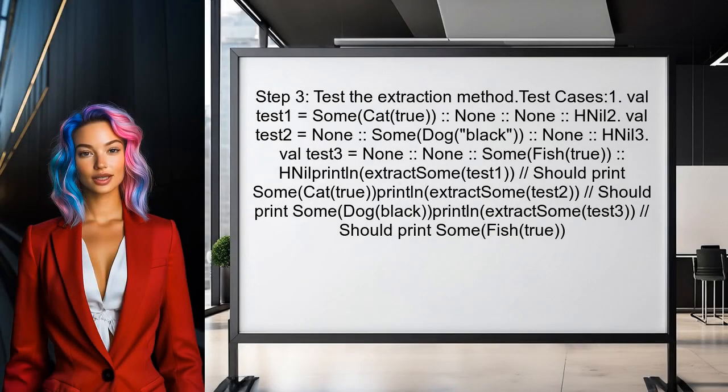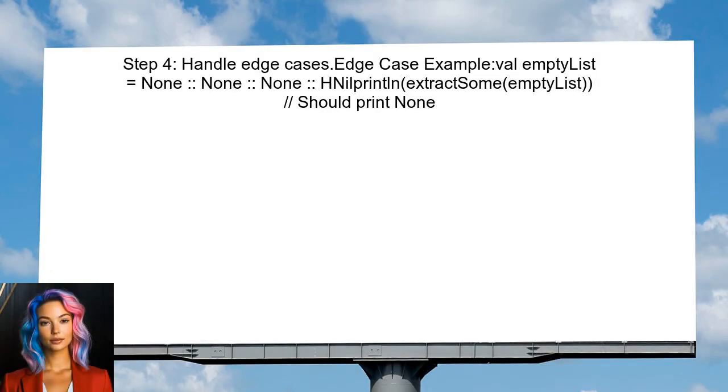Now, let's discuss how the user can test this method. They can create various HList instances with different combinations of sum and none to ensure the method works as expected. Finally, the user should consider edge cases. They should ensure that their method handles unexpected inputs gracefully, such as an HList with all none values.